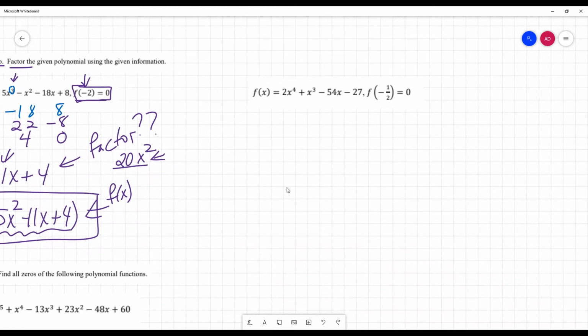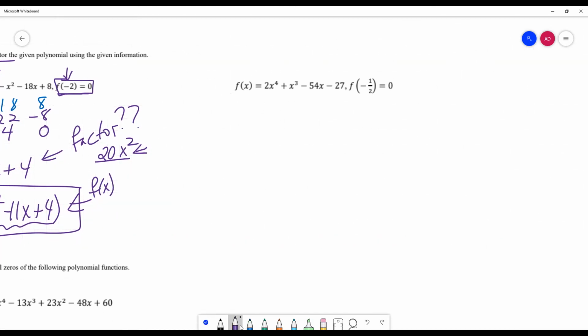Now, let me slide over to this one. Again, I am given a root. The reason you know you're given a root is because it's equal to 0. If that said f of -1/2 equals 3, that wouldn't help me much. But f of -1/2 equals 0, which means you have a root. So take this and depress it. Be super, super careful. I am missing an x squared term, so I need to put a 0 in that place. I'm hoping you remember that, and if not, I just reminded you.